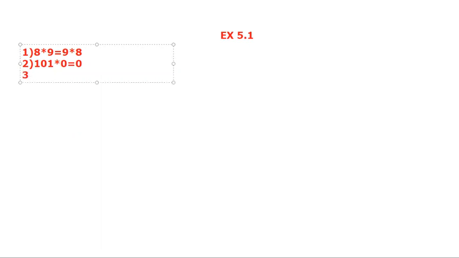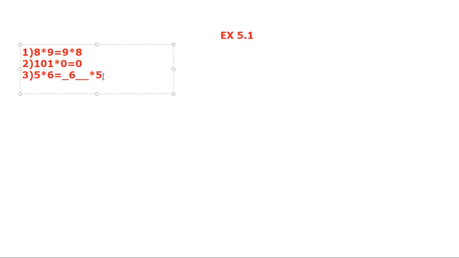Number 3, 5 into 6 equals to dash into 5. Property number 1, 5 into 6 equals to 6 into 5. The order may be altered, but the answer will always be the same. So you will have to write 6 here. Very good.